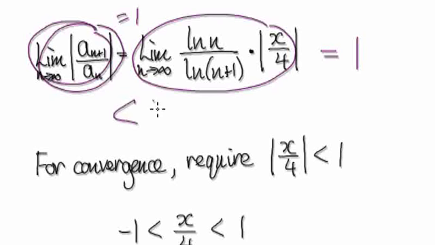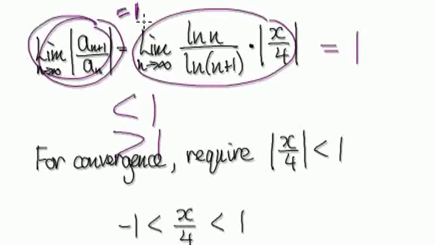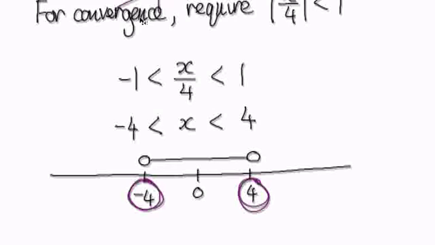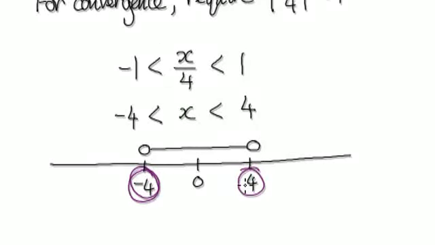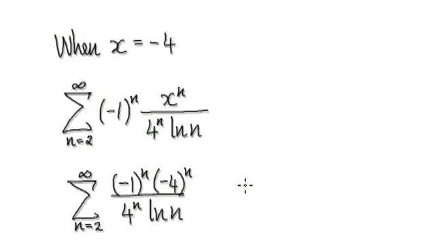Remember, when this is less than 1, we have convergence. When it's greater than 1, it's going to diverge. When it's 1, it's inconclusive, so it could converge, it could diverge. So we need to manually check what happens when it's dead on -4 and what happens when it's +4. So we now need to check what happens when x equals -4.